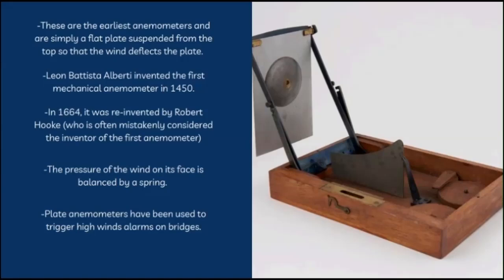Later versions of this form consisted of a flat plate, either square or circular, which is kept normal to the wind by a wind vane. The pressure of the wind on its face is balanced by a spring. The compression of the spring determines the actual force which the wind is exerting on the plate, and this is either read off on a suitable gauge or on a recorder. Instruments of this kind do not respond to light winds, are inaccurate for high wind readings, and are slow at responding to variable winds. Plate anemometers have been used to trigger high wind alarms on bridges. So that is plate anemometers.